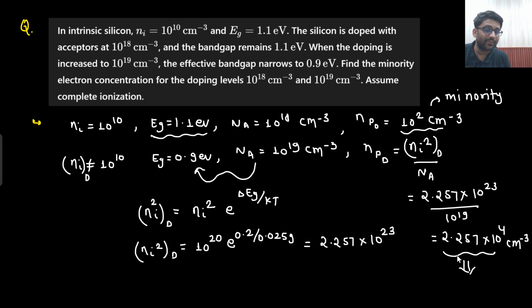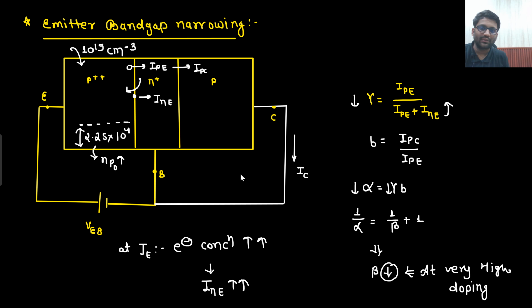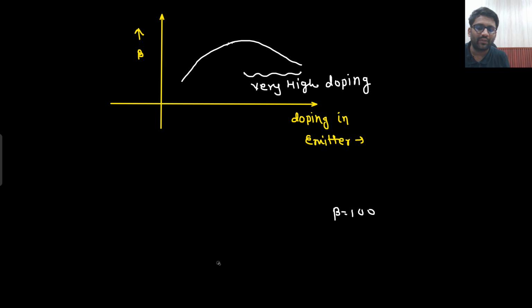All the things are happening exponentially, right? This will also change exponentially, because this is changing exponentially. So the carrier concentration will also change exponentially, then the current will also change exponentially, alpha will also change exponentially, beta will also change exponentially. So actually it will drastically go down. So better I should make it at very high doping, this kind of graph was there, and then drastically it will go down.